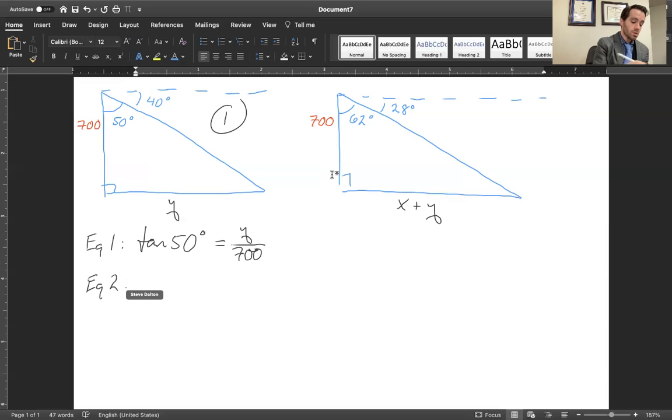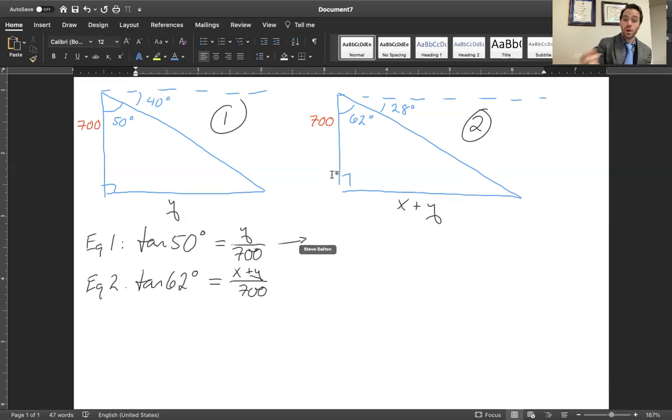The second equation is going to be based on this triangle. In this case, the tangent of 62 degrees has to be equal to, again, opposite over adjacent. That's x plus y over 700. Now that it's in the form of a system of equations, it's not that difficult to solve. It's just some tough algebra. What we're interested in is the value of x, because that shows how far apart the houses are, which is what we were interested in.